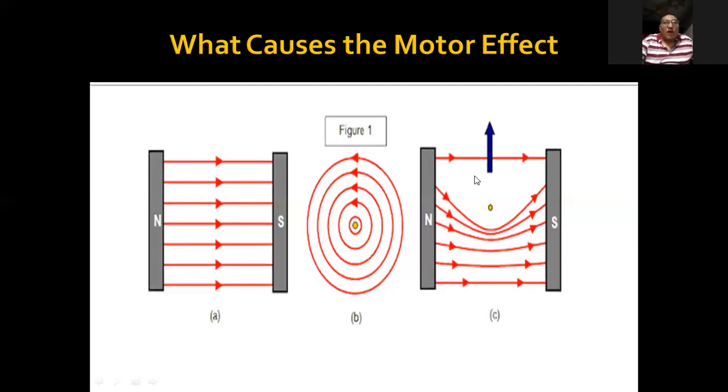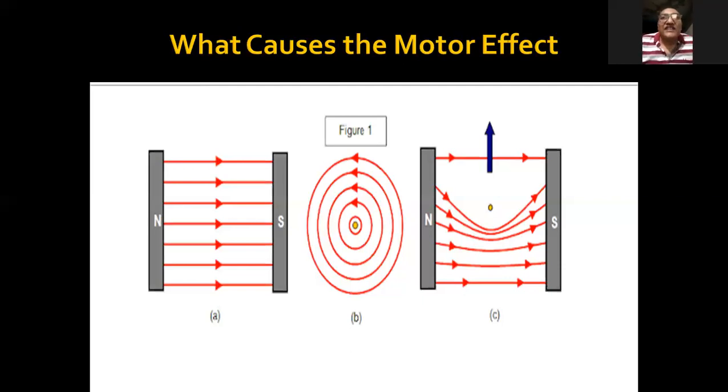On the top side of the conductor, above the conductor, the magnetic field lines due to the conductor and the magnetic field lines of this north and south are in opposite directions, so they will avoid each other. Below the conductor, the magnetic field lines due to the current carrying conductor and the magnetic field lines of the north and south permanent magnet have the same direction. So below this conductor, the magnetic field lines will be very close to each other, and above this conductor, they will be away from each other. So below the conductor the magnetic field strength will be stronger, but above the conductor the magnetic field will be weaker.